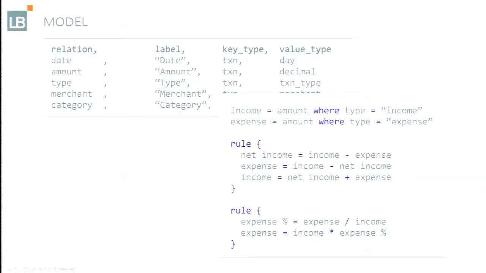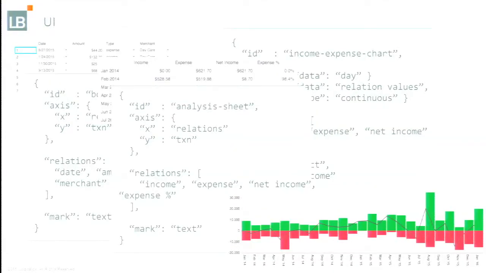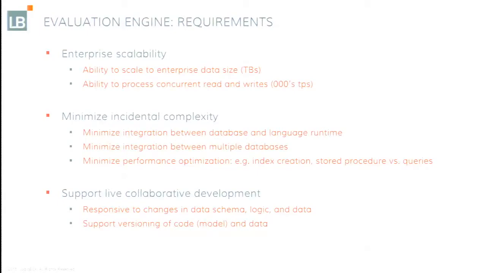Our model consists of relation definitions and a set of rules that are bidirectional. And then we had 3 pieces of specification for the 2 tables we have and the 1 chart, and that's all. Now let's take a look at our evaluation engine and how we actually evaluate these models.